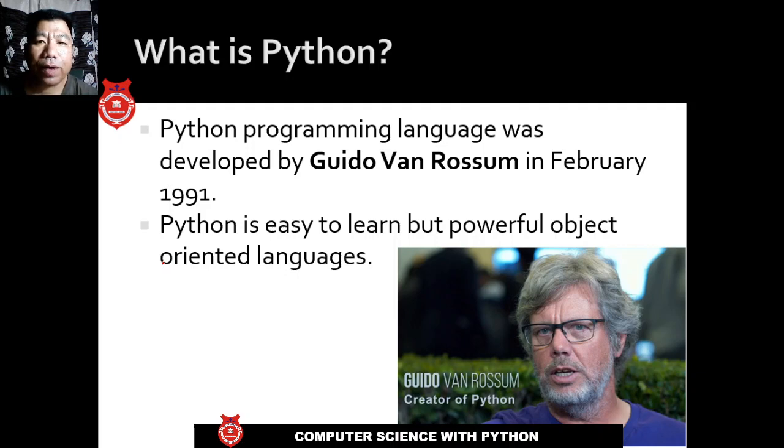Okay, all programming languages are usually not object-oriented. Object-oriented programming languages are based on objects, and the technique for solving any problem is also different, so it is very powerful. And here is the developer of this Python programming.